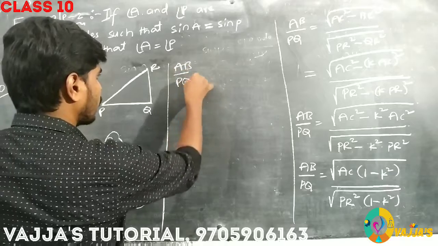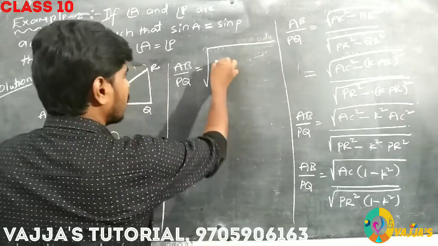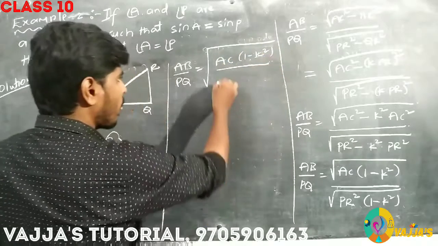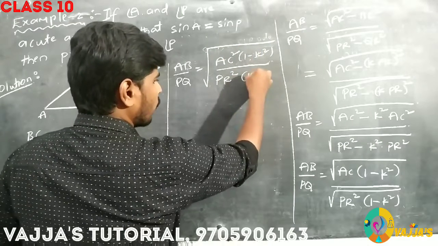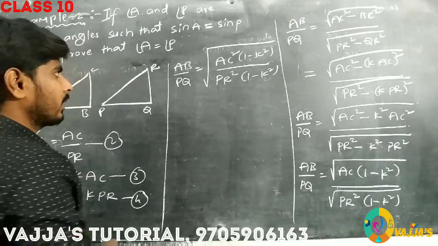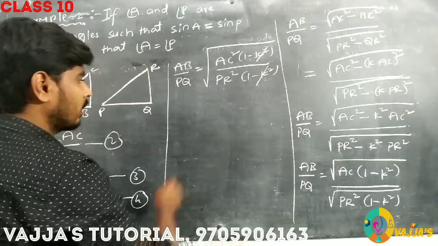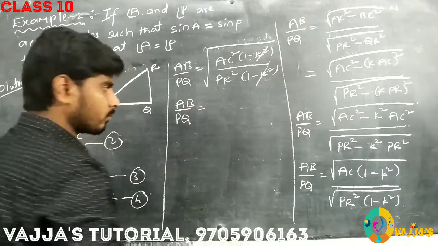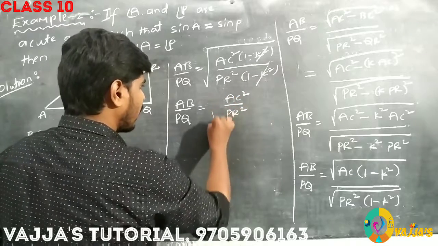So we can write AB by PQ equals, can you write like this? AC square into 1 minus K square by PR square into 1 minus K square. Yes, we can write like that. The 1 minus K square cancels here. What is the remaining? AB by PQ is equal to the root of AC square by PR square.